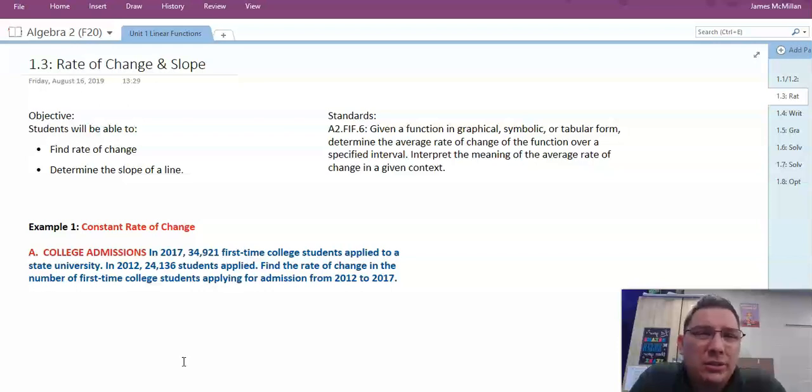So a lot of what we're going to look at today is not just looking at a line and being like, oh, the slope is 3, but looking at word problems, application problems, and understanding what rate of change means in the context of a situation. And so we're going to look at example 1.